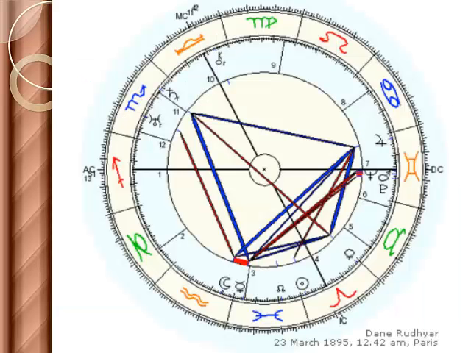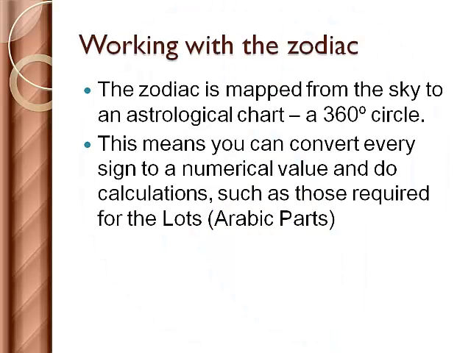The zodiac itself we map from the sky to a chart in a 360-degree circle. This means you can convert every sign to a numerical value and do calculations such as those required for the lots, also known as Arabic parts.